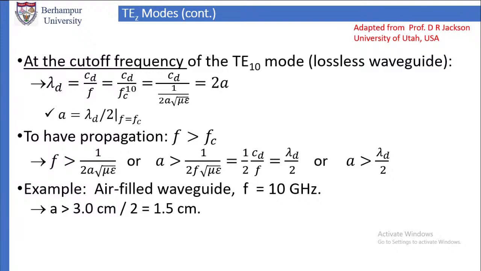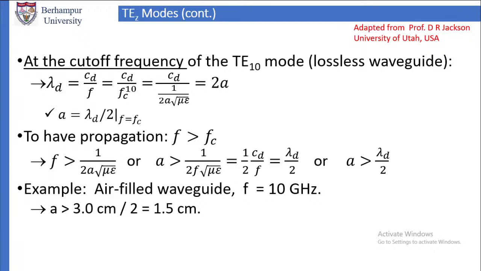Now, for propagation to occur, f must be greater than fc. If the frequency is below the cutoff frequency, then there will be no propagation. So f has to be greater than fc. If f has to be greater than fc, then f has to be greater than 1 by 2a into root mu epsilon, because fc is equal to 1 by 2a root mu epsilon. Or a must be greater than 1 by 2f root mu epsilon.